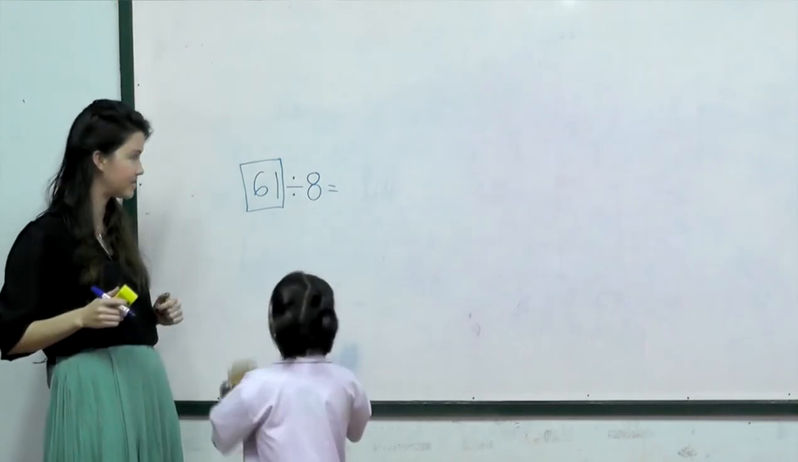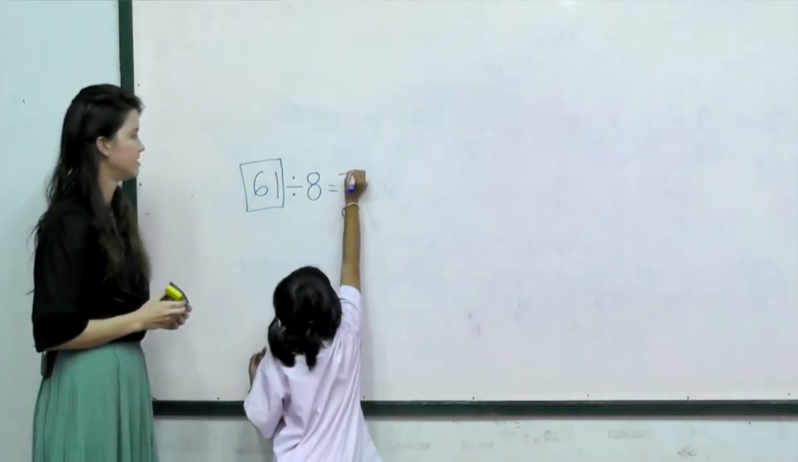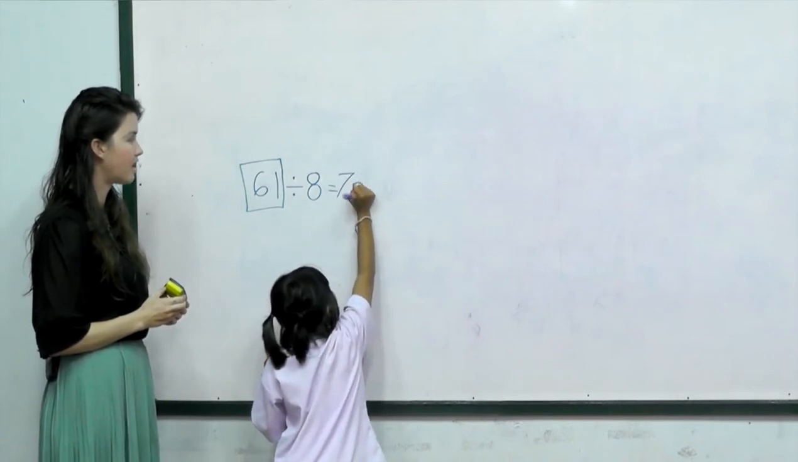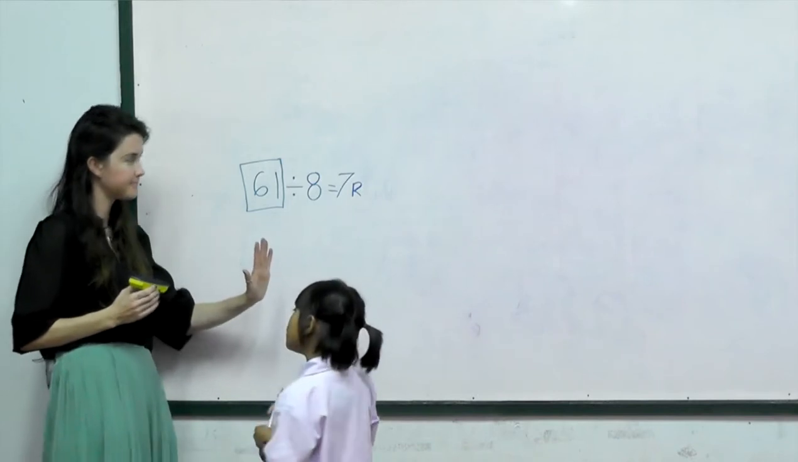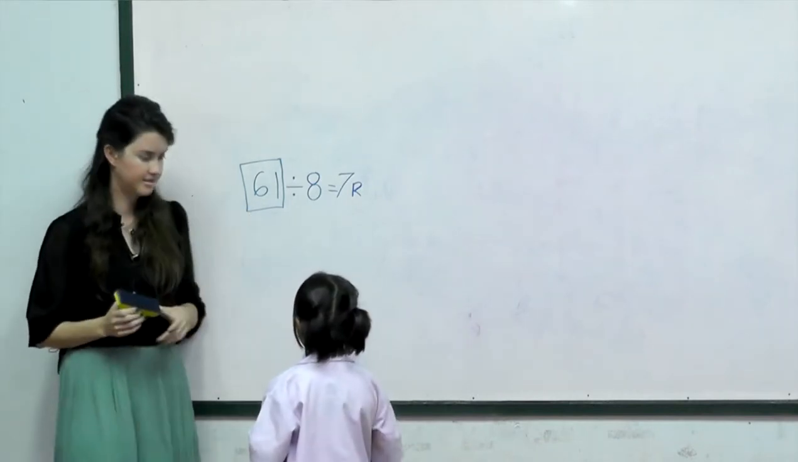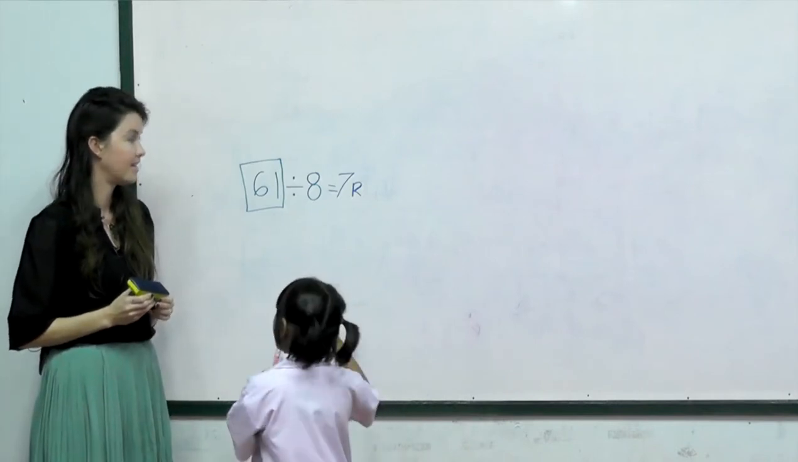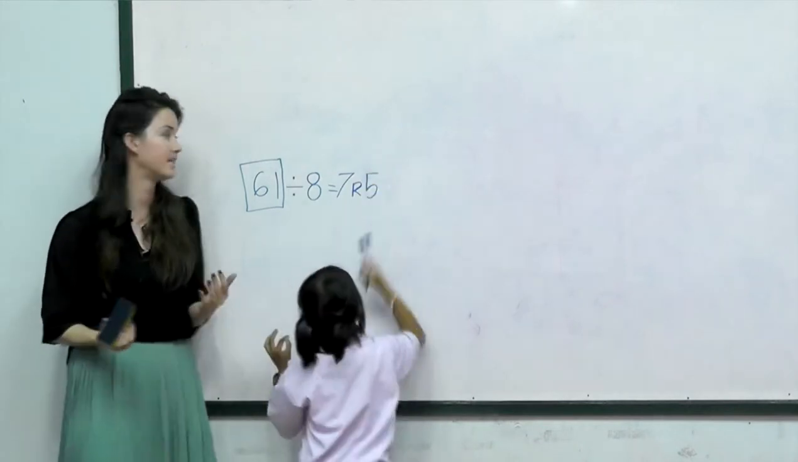Okay, how many fingers do you have? 7. Can you write that for us? 7. Very nice. And our R. So what number did we stop at? 56. 57, 58, 59, 60, 61. 5. All right, very nice work. Good job. That's exactly how we do it, friends.